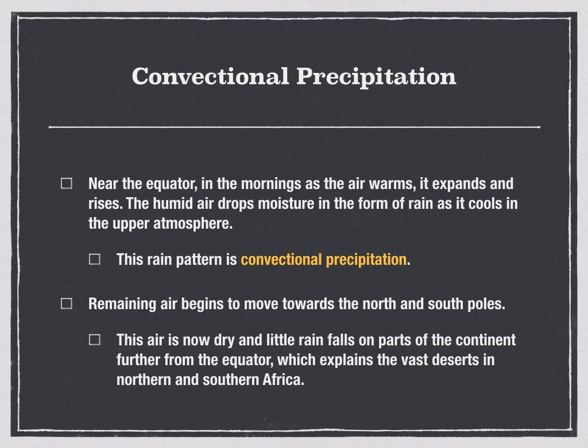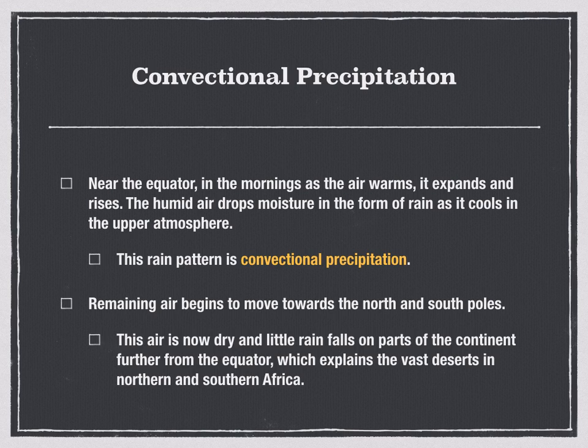Convectional precipitation. Of course, near the equator, in the mornings, as the air warms, the air expands like a hot air balloon, and it rises. The humid air drops moisture in the form of rain as it cools in the upper atmosphere. And this rain pattern we call convectional precipitation.